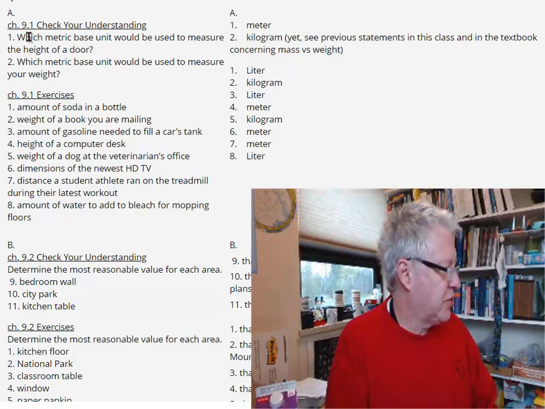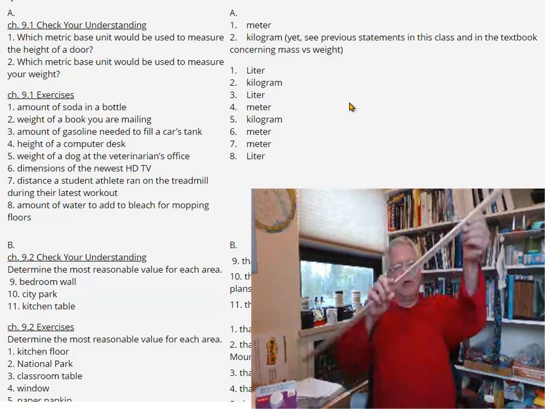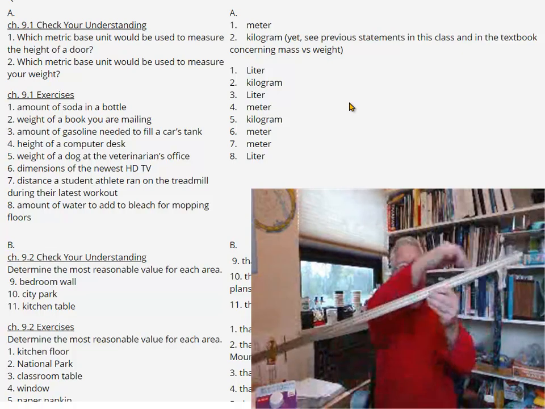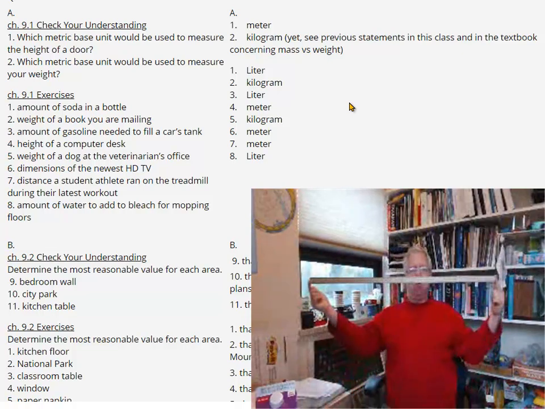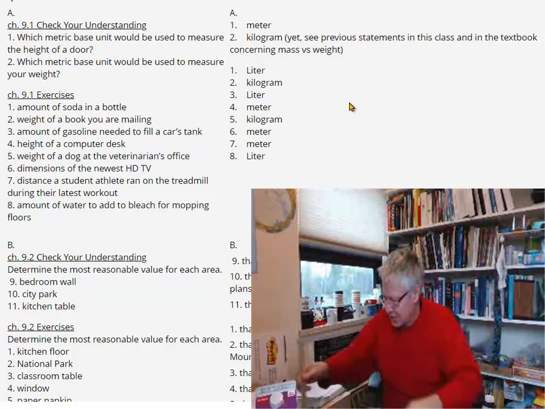So let's get started. Which metric base unit would be used to measure the height of a door? Well, that would be the meter. I have a meter stick right here, which actually has centimeters, but the whole thing would be 1 meter. I don't know how far I have to move out that you can actually see that.